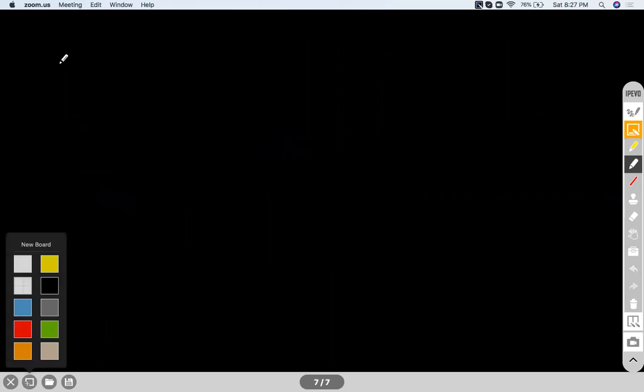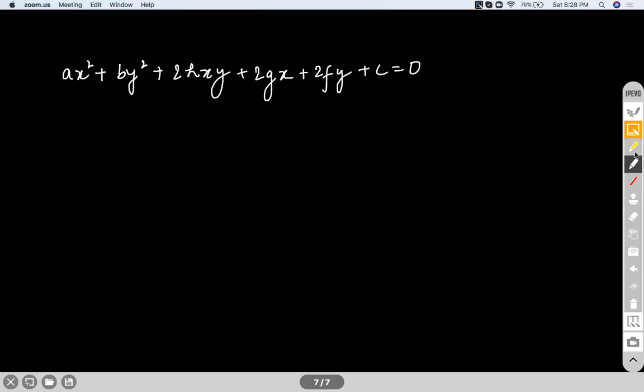The same replacement can now be done for any conic, not only a circle. Let's say your conic is ax square plus by square plus 2hxy plus 2gx plus 2fy plus c equal to 0. And I want to find out the equation of tangent at a point x1, y1. The same replacements can now be done. So this x square will now be replaced with axx1. By square will be replaced with by(y1). Now xy will be replaced with what?